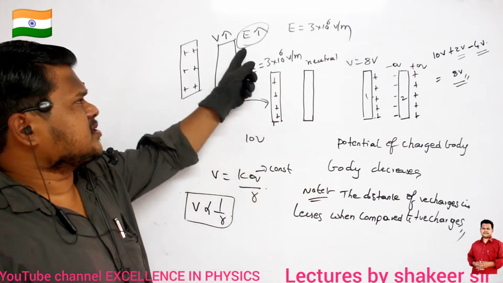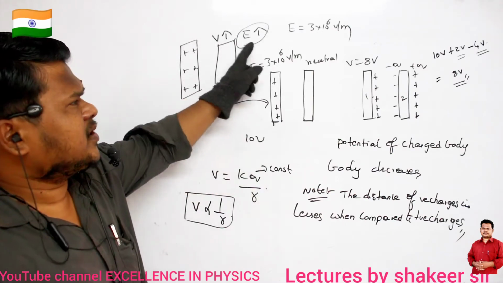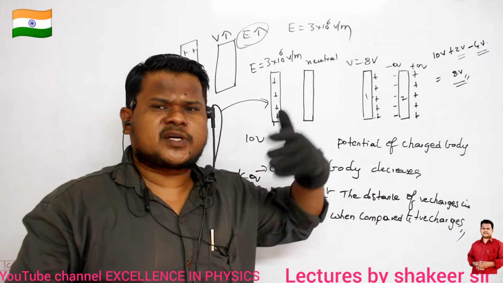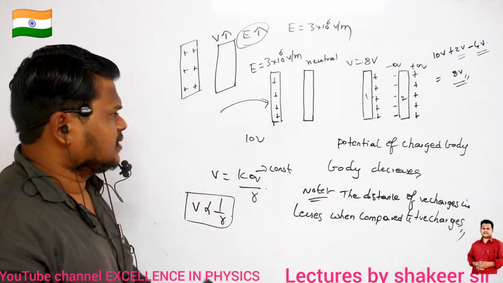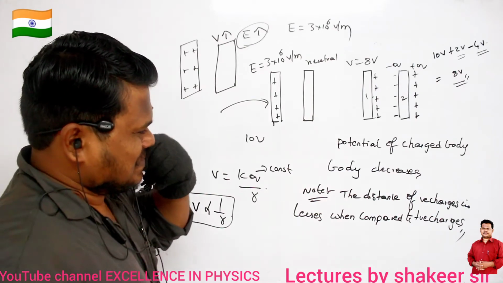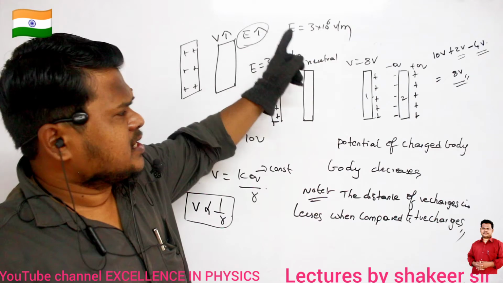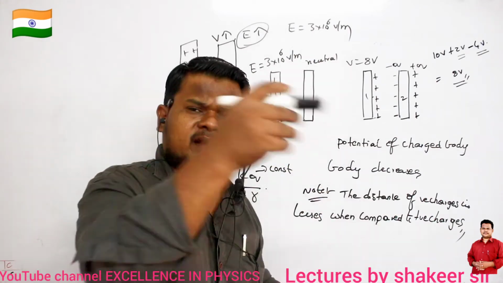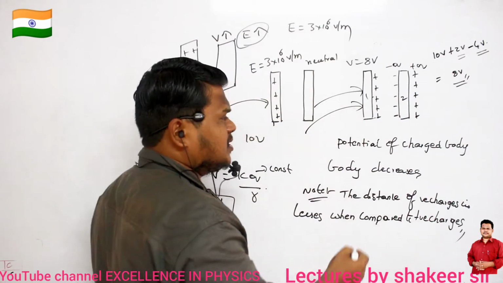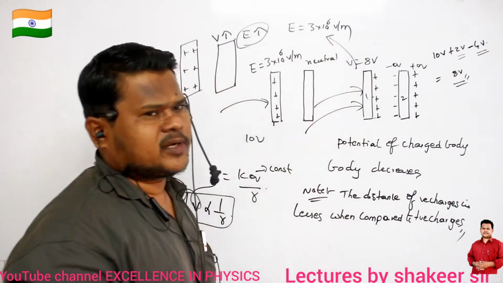If potential decreases, what happens to the E value? The E value also decreases. If the E value decreases when compared to 3 into 10 power 6, it means I can add more charges again. Are you able to understand what is happening here? See, potential has decreased, electric field also decreases. If the electric field decreases, now I can add further charges onto this one. I can deposit more charges. If I deposit more charges, then again the electric field will rise to 3 into 10 power 6.